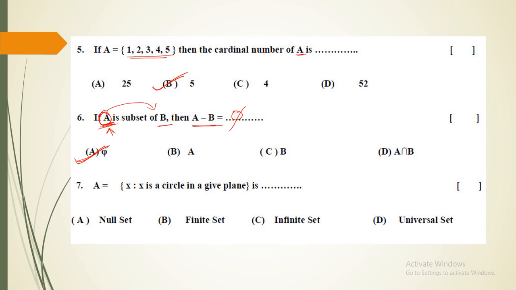Next, A is equal to {x such that x is a circle in a given plane}. So in a plane, how many circles can we draw? How many circles are possible? We can draw an infinite number of circles. So hence this particular set A is an infinite set.